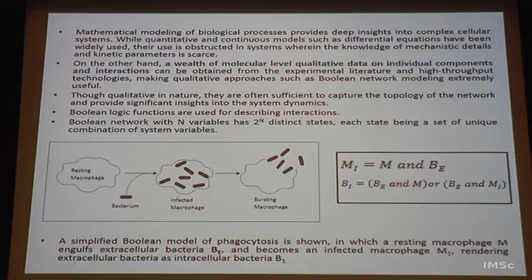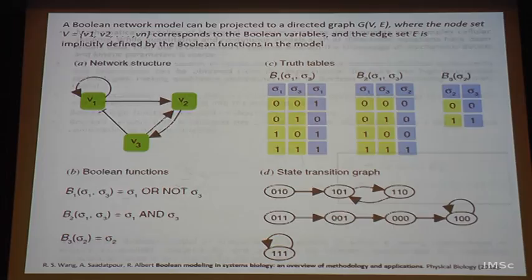Here we want to look at a resting macrophage M that engulfs extracellular bacteria BE and becomes an infected macrophage M1, rendering extracellular bacteria as intracellular bacteria. Same example again with Boolean rules. So M1 is M and BE together, and your BI is either BE and M or BE and M1. Both of them can give rise to M1, basically infected macrophages, which is shown better in this picture.